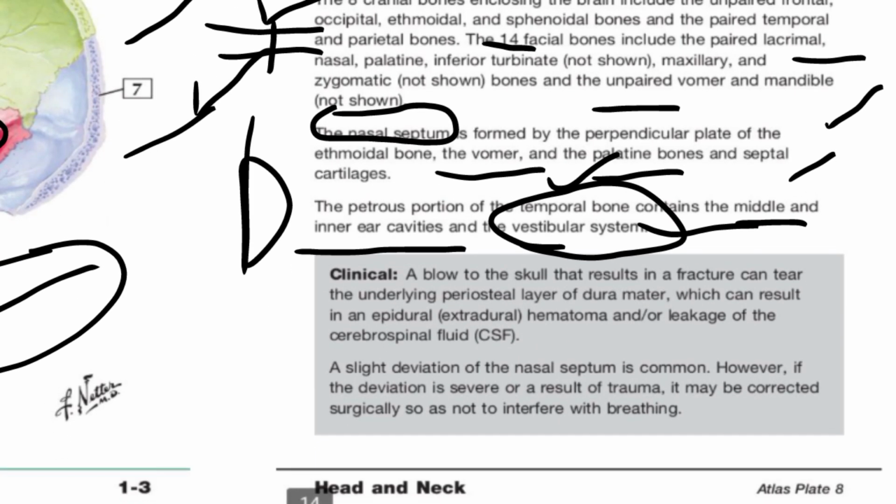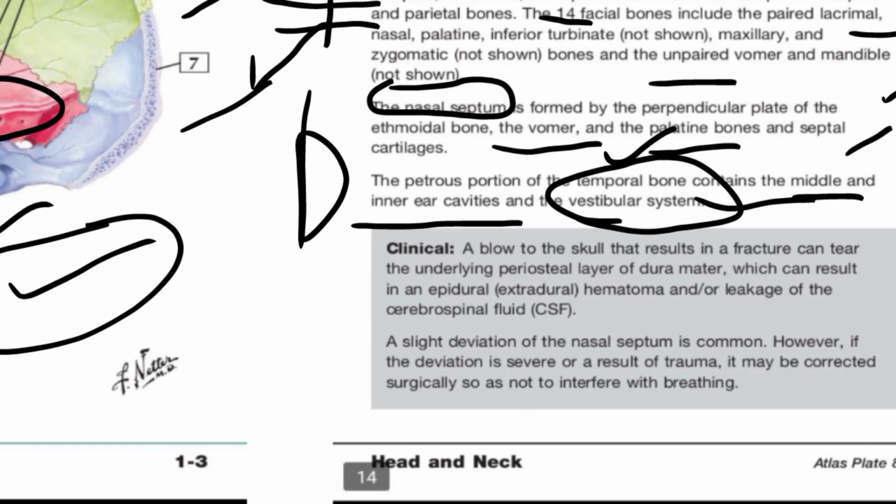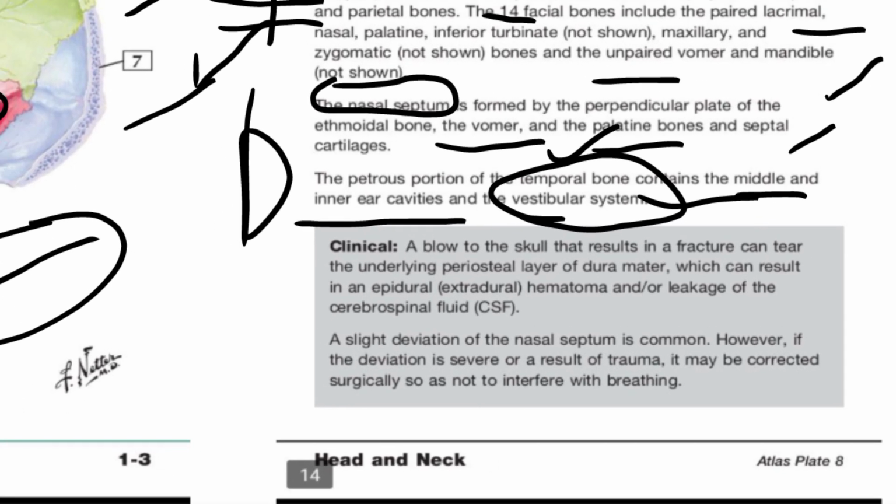A blow or any kind of injury to the skull that results in a fracture can tear the periosteal layer of the dura mater. As I told you in the previous lecture, the brain and skull have layers of meninges: dura mater, arachnoid, and the pia mater. Dura mater is above, so its fracture chance is increased, which can result in an epidural hematoma or leakage of the cerebrospinal fluid.